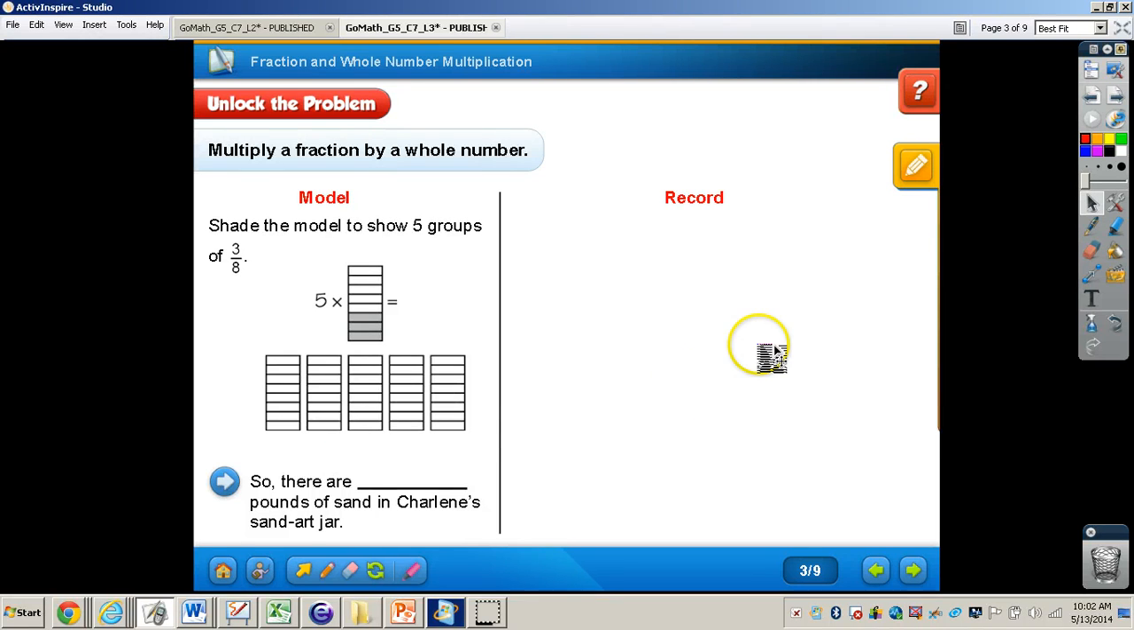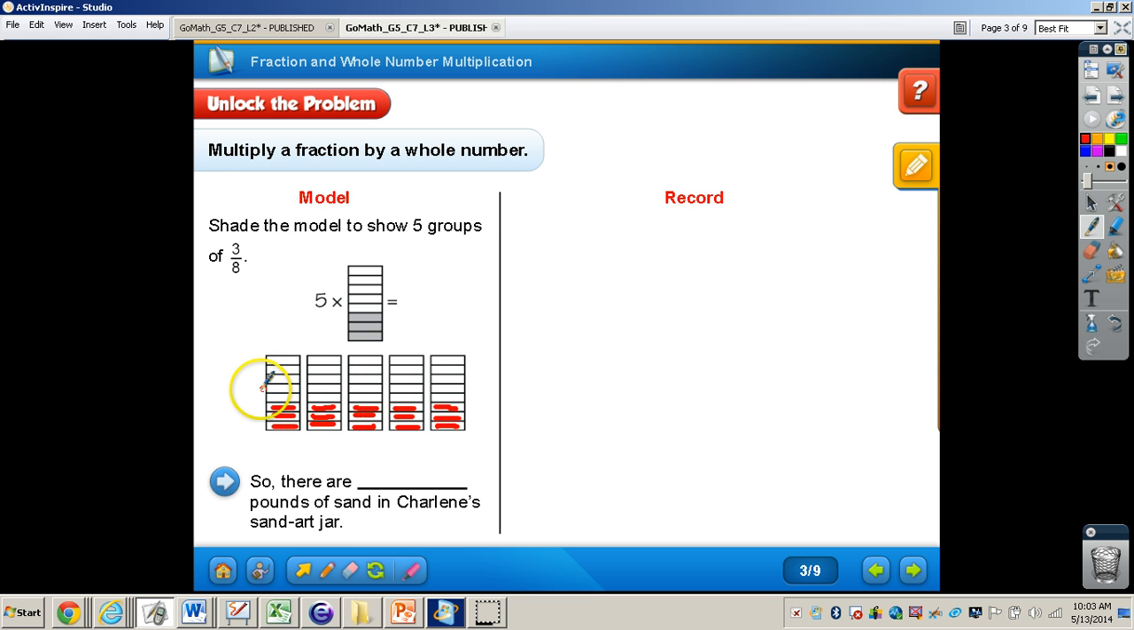So what I want you to do right in your book is shade in 3/8 of each section. So 1, 2, 3 out of the 8 for the first pound bag. 1, 2, 3 out of the 8. 3/8. Continue to do 3/8 all across for each bag.